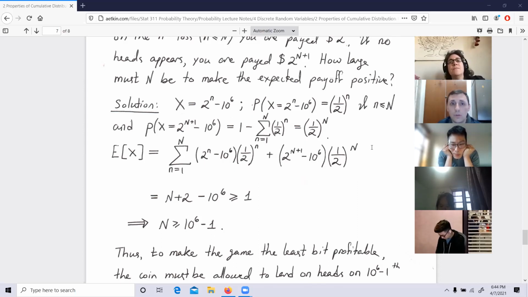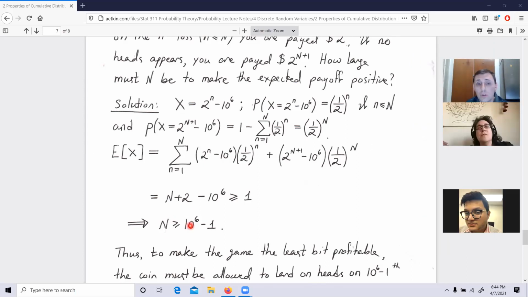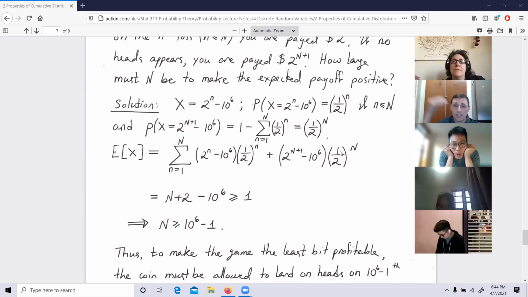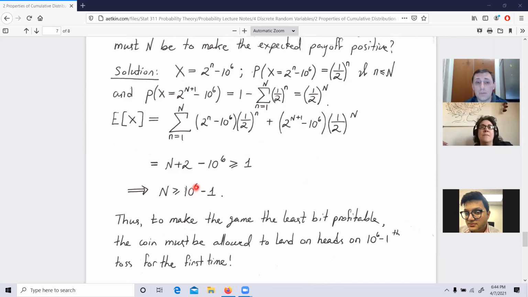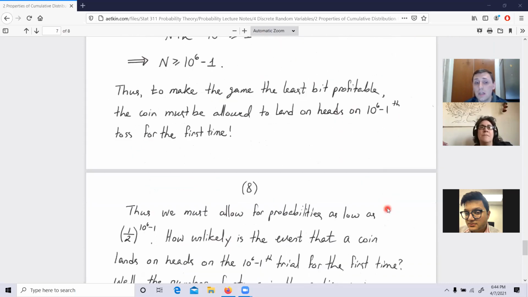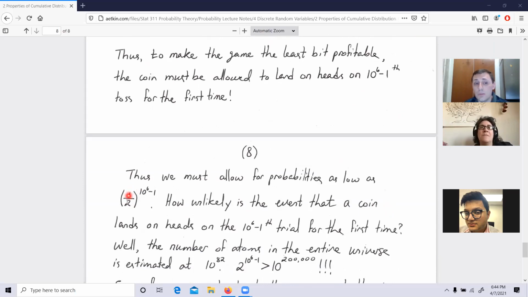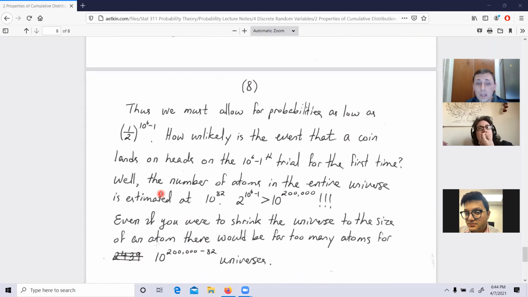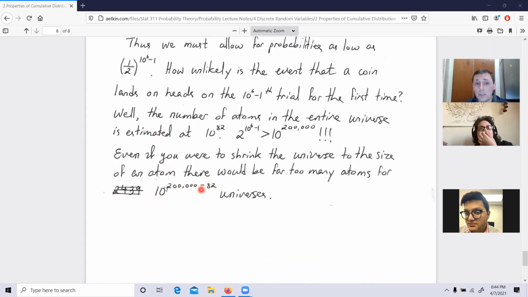If you don't truncate before, in other words, if you do not include such very rare possibilities of the coin landing heads very, very far down the line, the game is not profitable. You're losing money. You see what I'm saying? Now, do you understand what's the probability of getting heads on the 10 to the power of 6 minus 1 trial for the first time? This means its probability is 1 over 2 to the 10 to the 6 minus 1. So this is about this many universes, guys, right?